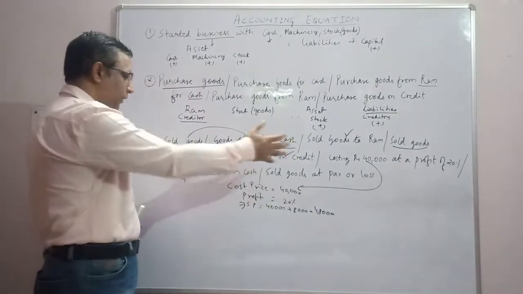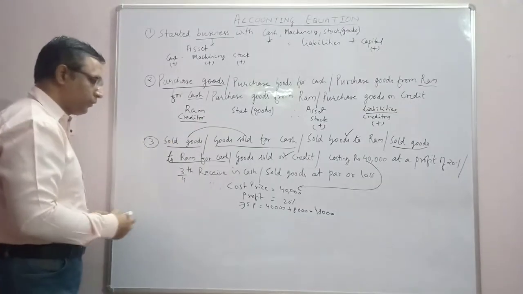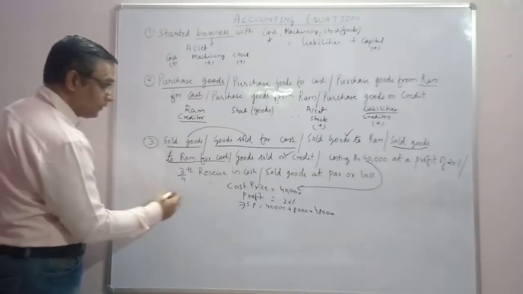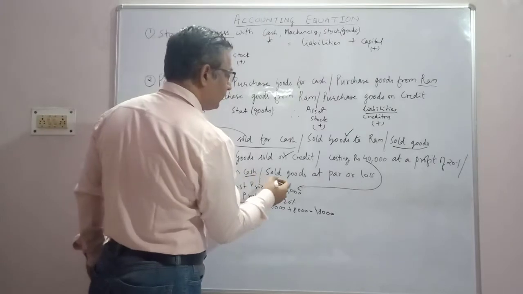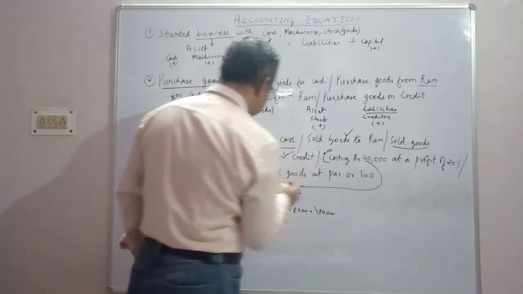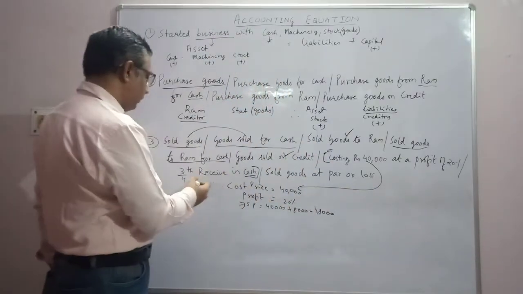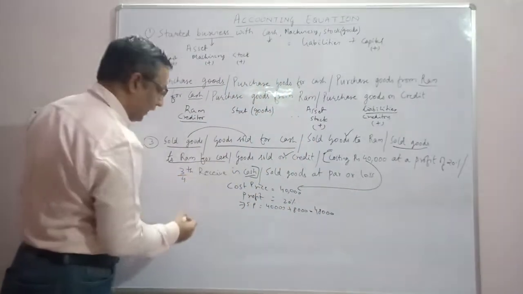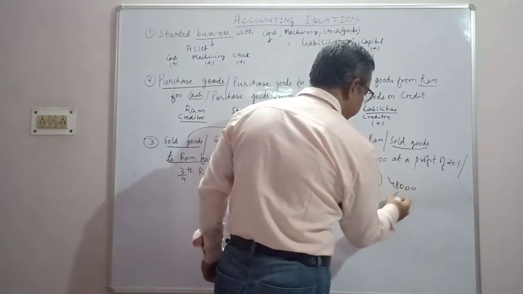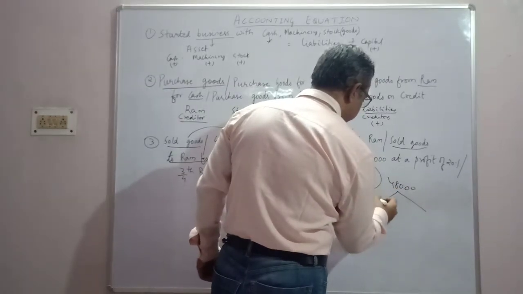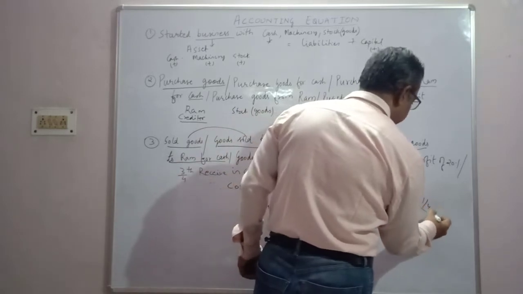So how is this statement going to affect the accounting equation? We will see the effect on the accounting equation. Here we will see this one transaction: goods costing 40,000 sold at a profit of 20%, 3/4 received in cash. So this selling price is 48,000. We will divide it into two parts: 3/4 we received in cash and 1/4 is on credit.